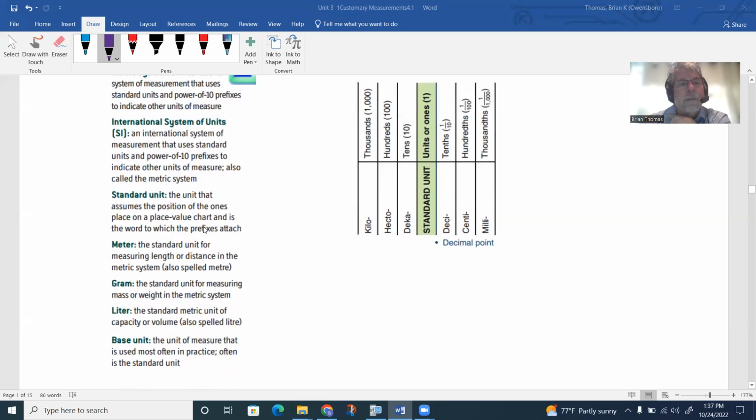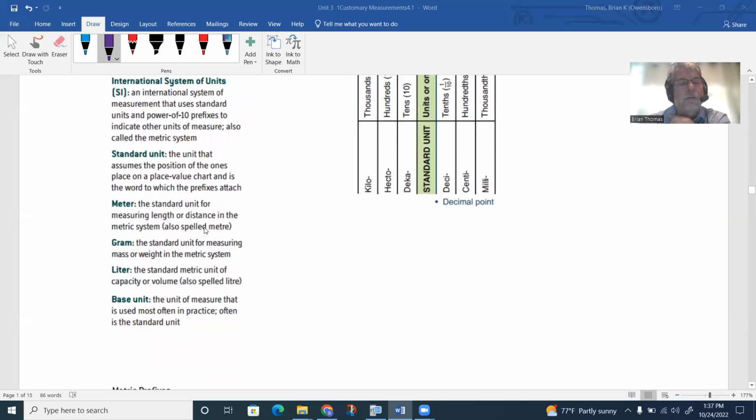And then we have basically these units of measurement. Meter, you probably are familiar with. That's what they use for measuring length or distance. Gram is used for mass or weight, and then liter is used for capacity or volume. So these become what we call our base units of measurement. They have no prefixes. So if we put prefixes on them, then they become different units of measurement.